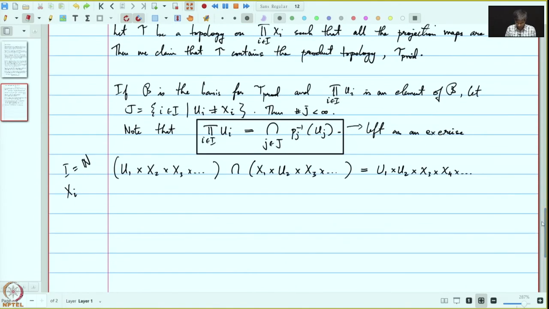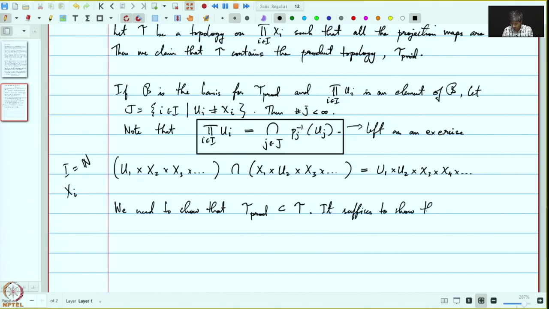So we will use this. Now our aim is to show that the product topology is contained in our topology tau. Using the earlier result we had proved, it suffices to show that this basis B for the product topology is contained in tau.